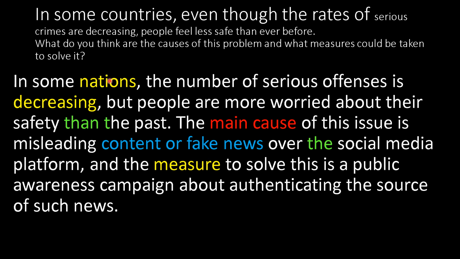Is misleading content or fake news over the social media platform. Okay, all right, misleading content, too much. You can say what the causes are, but briefly. And the measure, you only need one. We don't need more than one, just one. And once again, that's taken from the question.